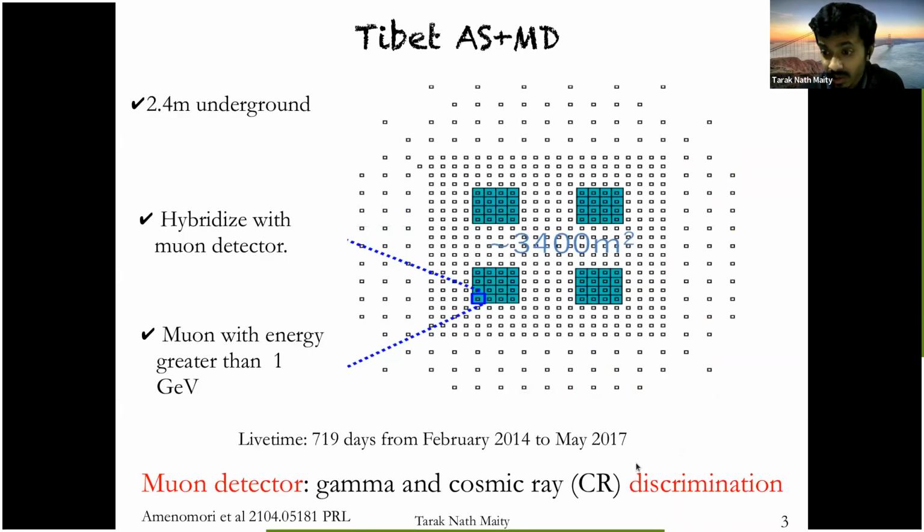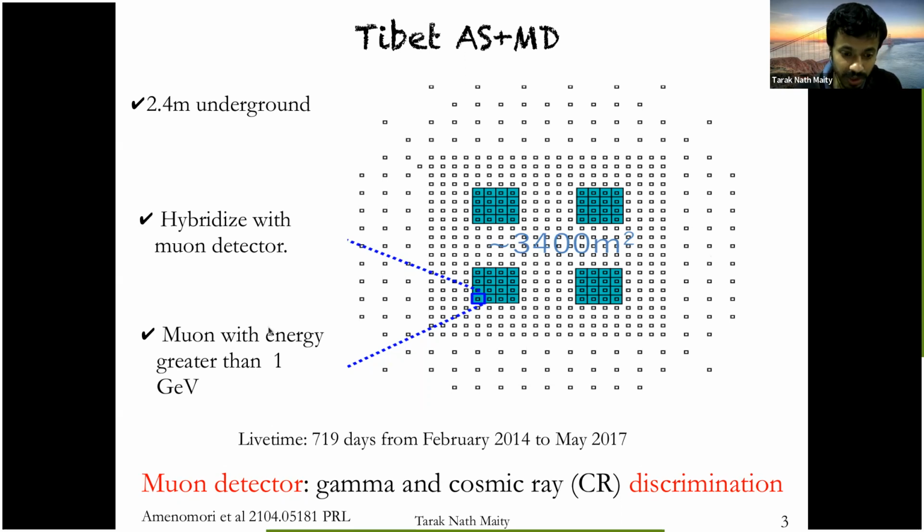As I said earlier, the Tibet AS-gamma experiment is trying to detect high energy gamma rays. So it needs something which could differentiate between cosmic rays and gamma rays, because the cosmic ray flux is quite huge. For that, the Tibet AS-gamma experiment hybridizes the detector. Again, each of these black squares that you can see here is a scintillator detector, and in these 4 green panels, along with the scintillator detectors, there are water channel muon detectors placed 2.4 meters underground. Why they are placed underground will be clear within a couple of slides.